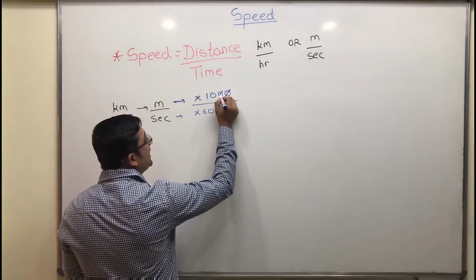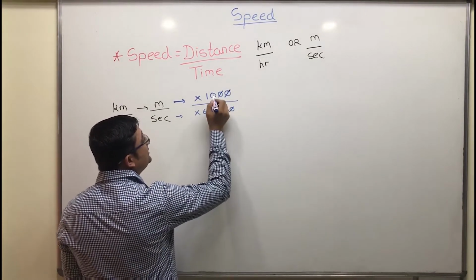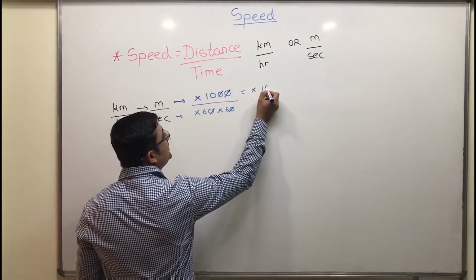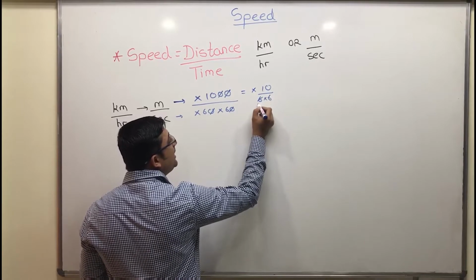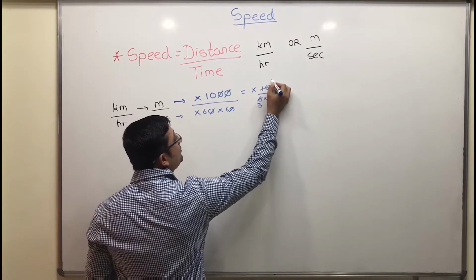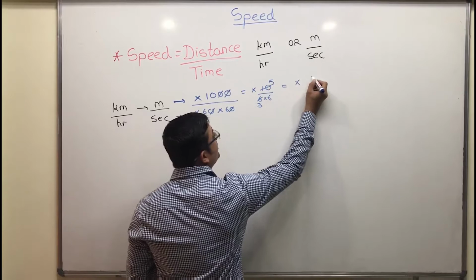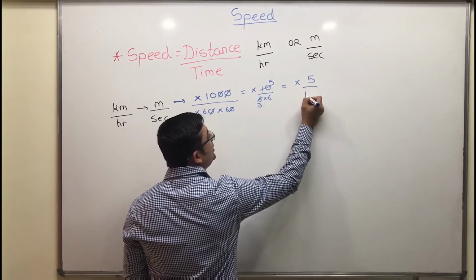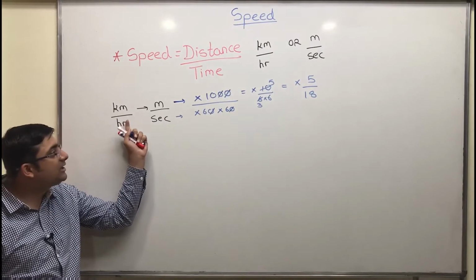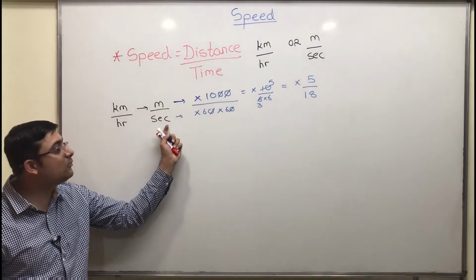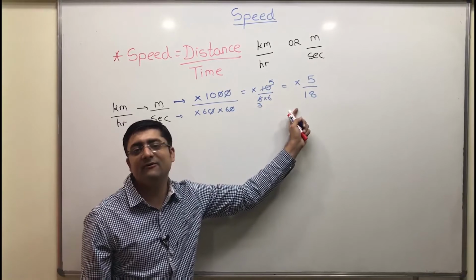So 0, 0 cancel, 0, 0 cancel. Then we get this as into 10 by 6 into 6. So again, 6 divided by 2, 3. 10 divided by 2, 5. So this is equal to into 5 upon 3 into 6, 18. That means whenever you want to convert from kilometers per hour to meter per second, we multiply by 5 by 18.